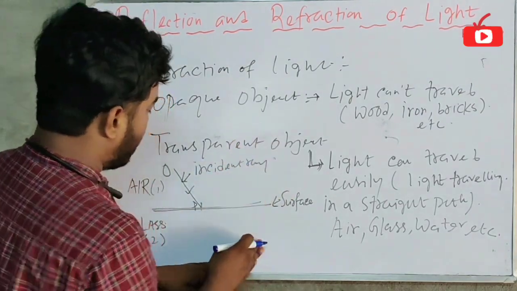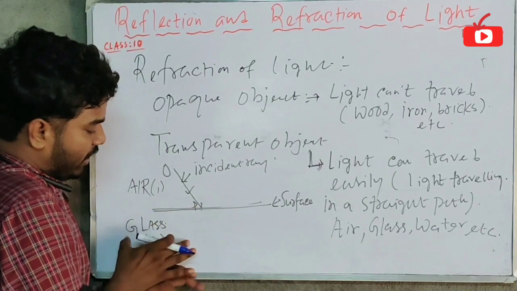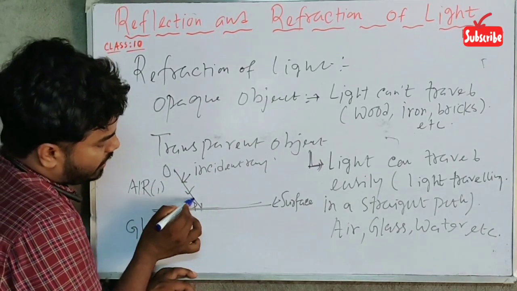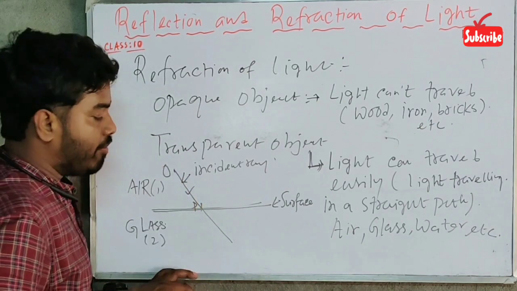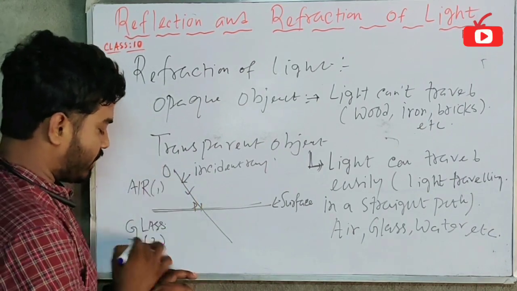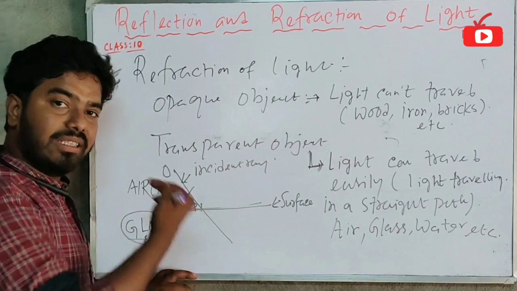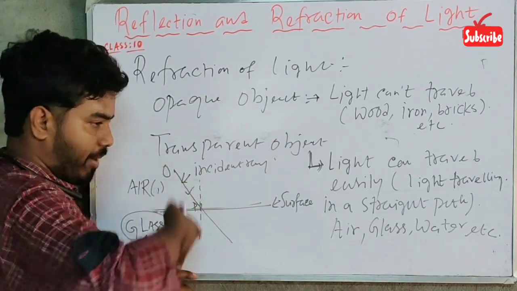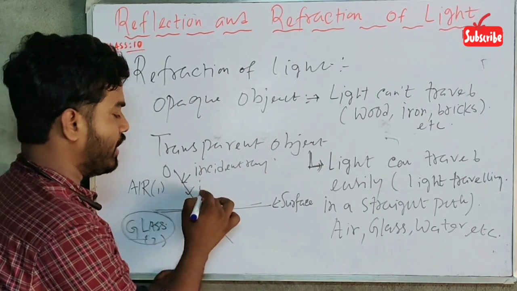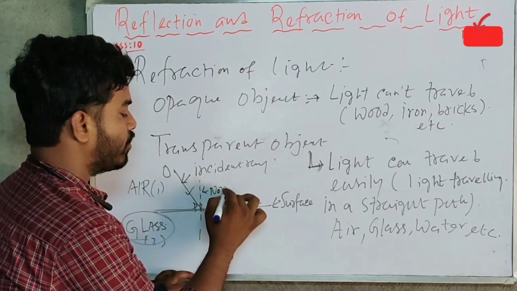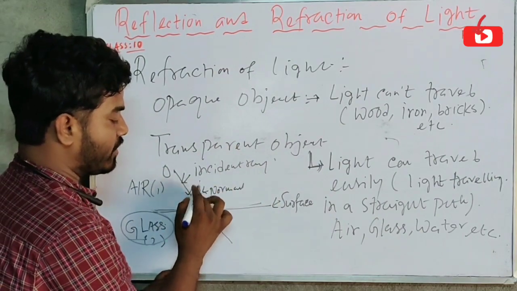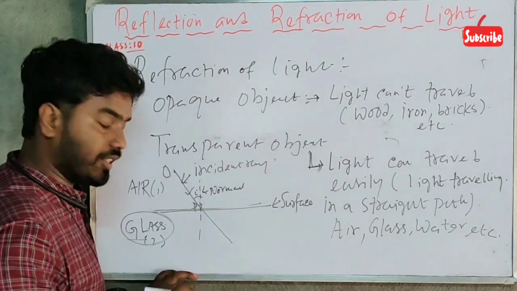Now what is the nature of light? If there is no change of medium, light can travel this way, but as there is another medium, that is glass, here at first you draw the perpendicular, that is called the normal, which we learned in the previous class. This is the angle of incidence, the angle between the normal and the incident ray.